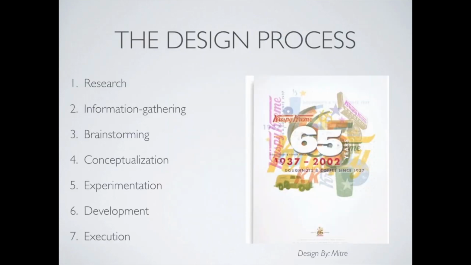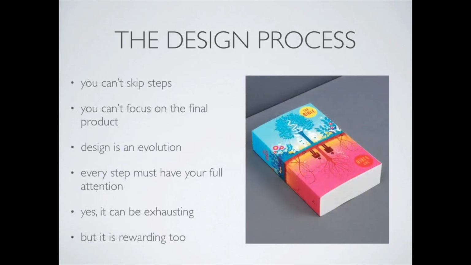So let's talk a little bit about the design process. Interestingly enough, this is going to be related to graphic design, but this is almost identical to all the rest of the design processes, whether you're in architecture or industrial design. It's basically the same thing. We start with research, then we move into information gathering, brainstorming, conceptualization, experimentation, design development, and ultimately the final execution. I'll go into all of these in more detail.